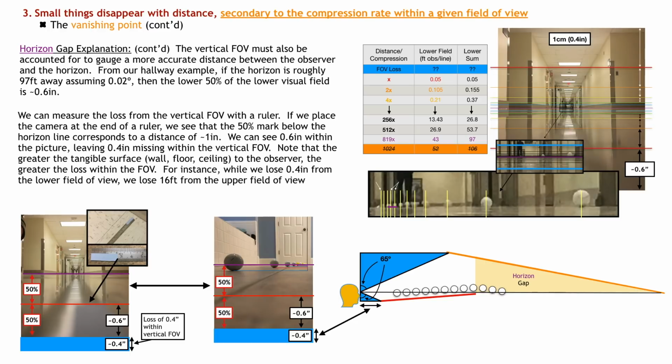So from our hallway example, if the horizon is roughly 97 feet away, assuming 1 arc minute, then the lower 50% of the lower visual field is roughly 0.6 inches. So remember how it was 0.05 feet. We just convert that to inches and we get about 0.6 inch.